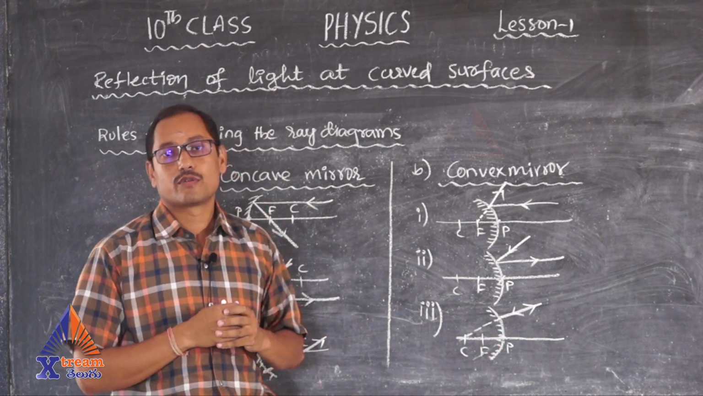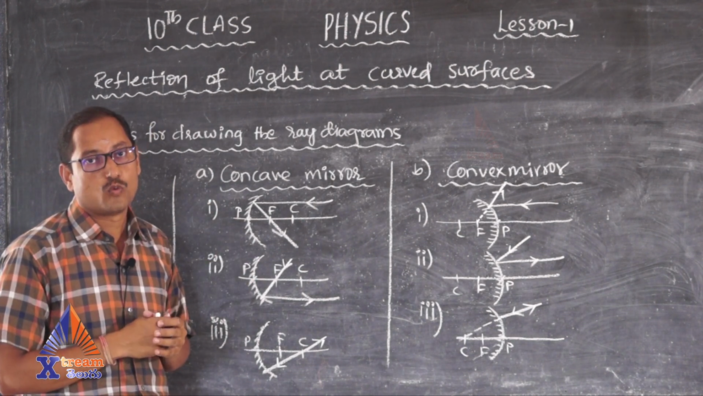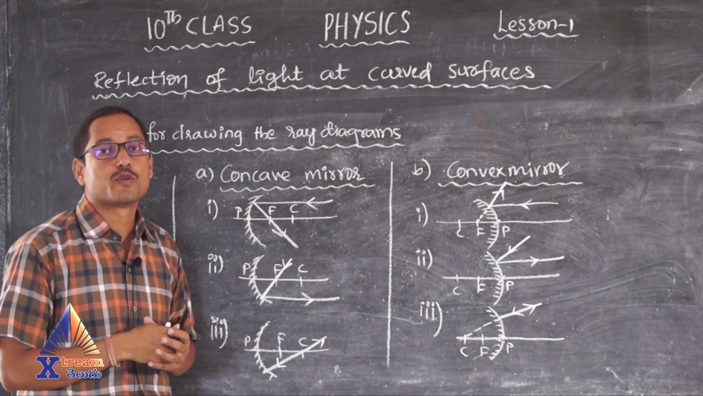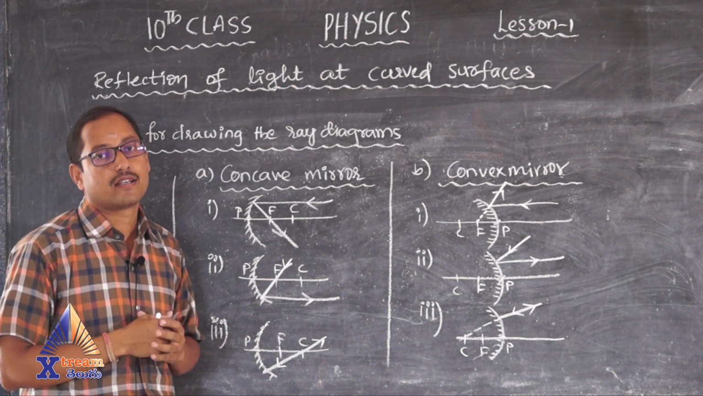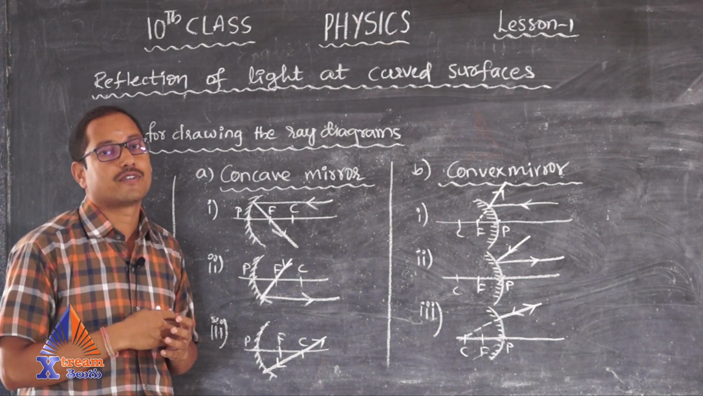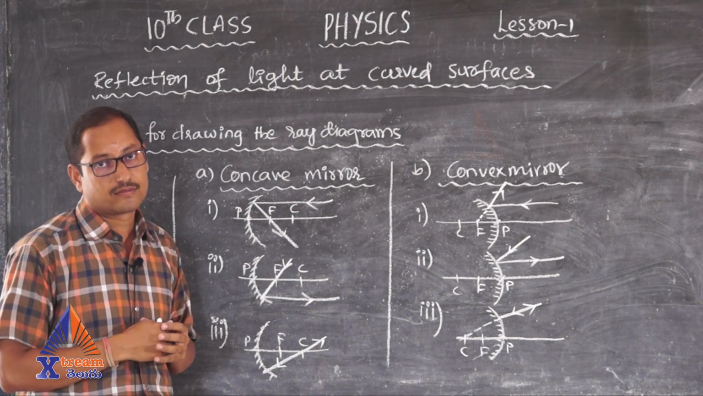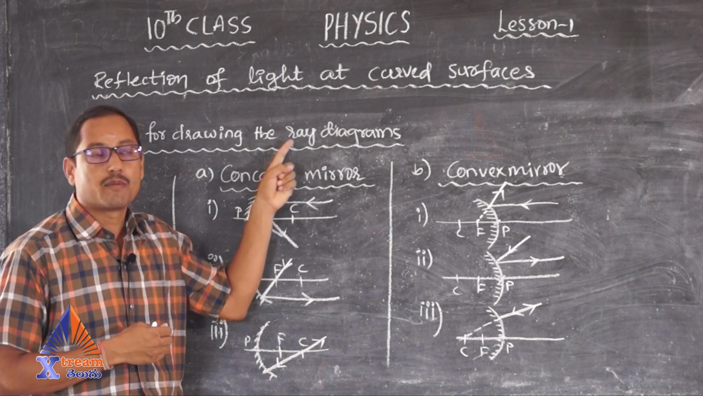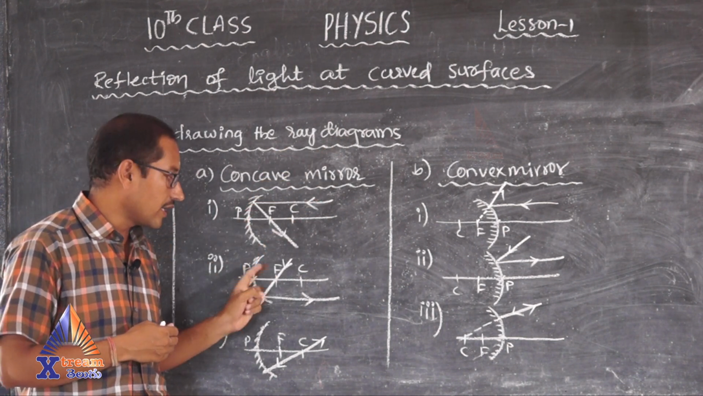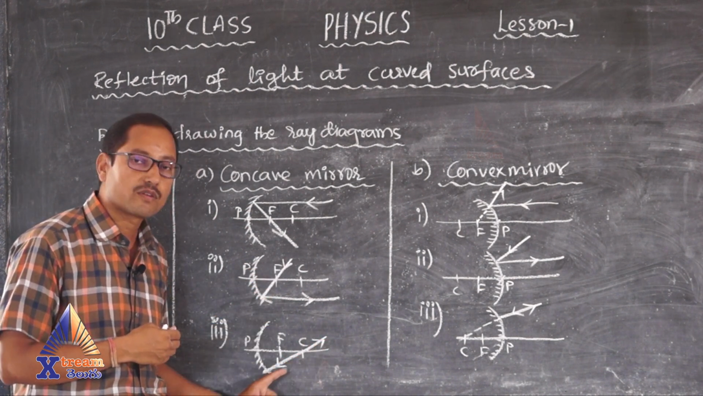So conclusion to this topic is, using these three magical rays, we can draw any ray diagram, and ray diagrams are used to identify the position of image formed and the nature of image formed. The three cases are, one is a ray which is coming in parallel to the principal axis. Second one is the ray which is coming through the focus. The third one is the ray which is coming through the center of curvature.